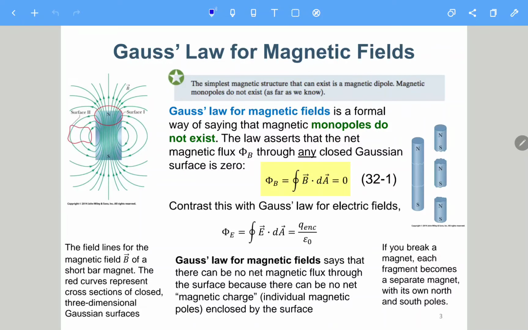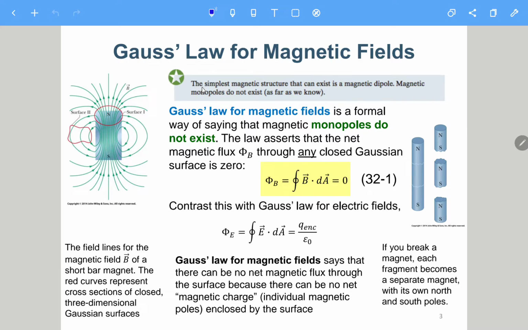Okay, so here we talk about the Gauss law for magnetic fields. In chapter 23, we already learned the Gauss law for the electric field. And actually how we apply this Gauss law is the same. So of course, we have the Gaussian surface, for example this red one, or this another one.